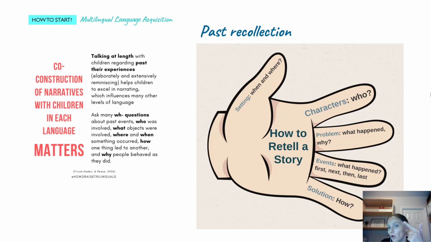Then the characters. Who was there, right? Who was at your birthday? Do you remember? Was it only for the kids or for adults? Do you remember your aunt Joyce? Was she there or not? Then what happened, right? The problem. We're using this for story writing and story retell, but here we have what happened and why.